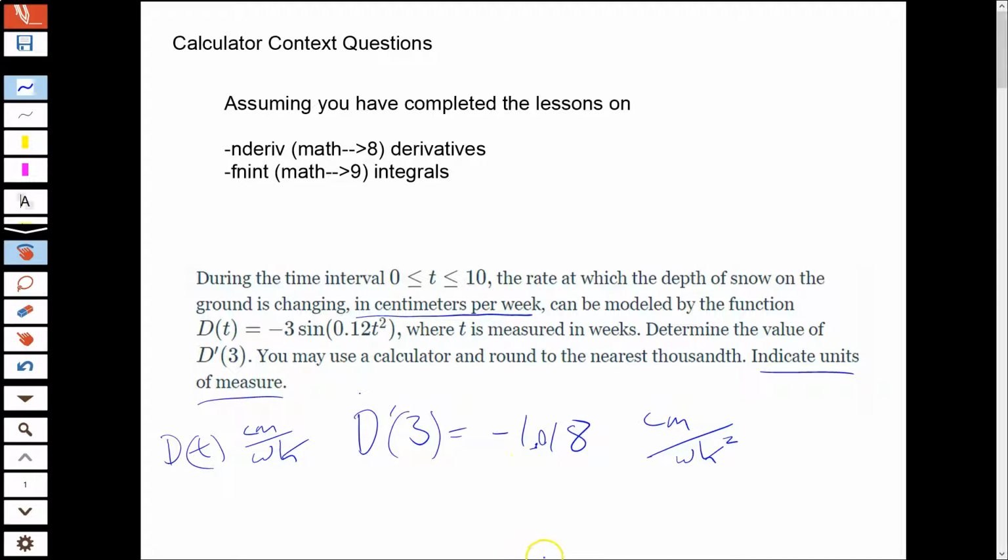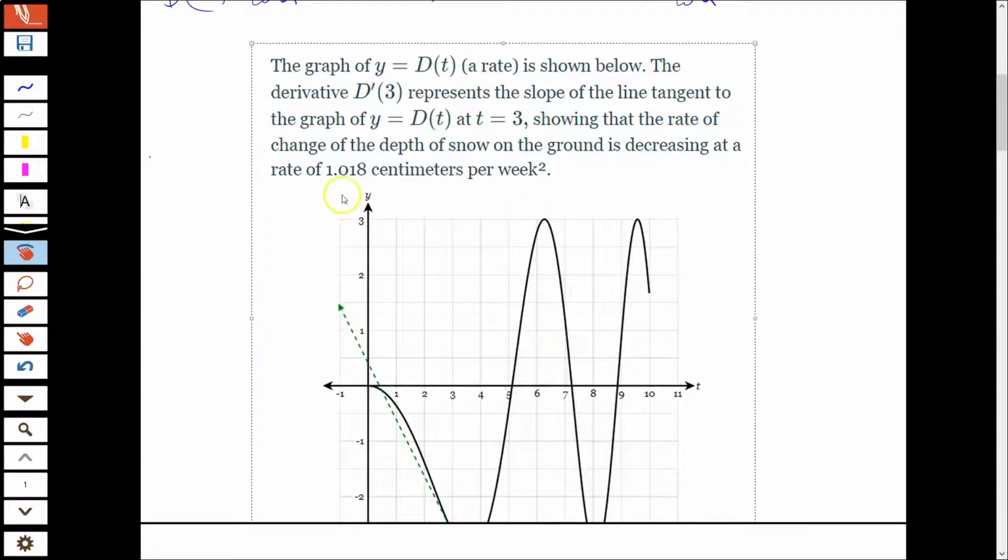So this one was pretty easy except for the units, and for that we just needed to recognize that my original units were centimeters per week, so my derivative is going to be centimeters per week squared. On Delta Math, when you give a solution, and when you get one wrong actually, it gives you the explanation and the picture of the graph. I think this is super useful, and as you do these, I encourage you to read these every time, whether you get them right or wrong. Knowing that this derivative is the slope of the tangent line, and explaining how this relates to the context of the problem are things you're going to need to do on the AP exam. So it's super worth your while to read this, especially when you miss them.